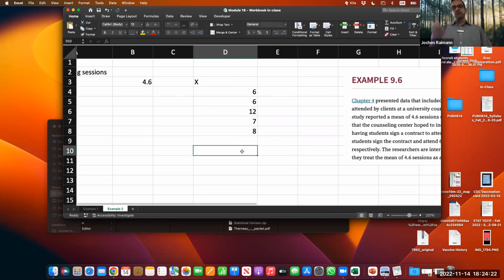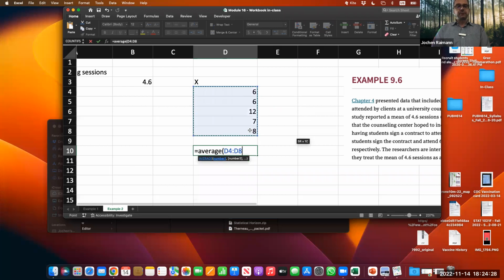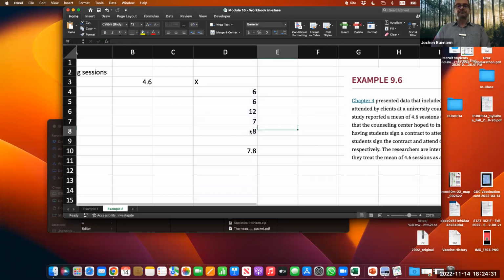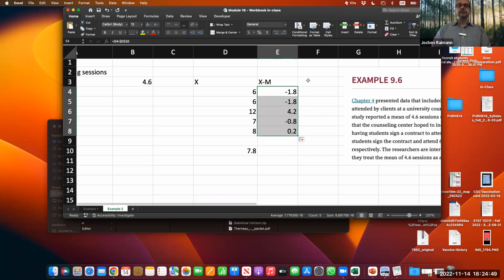Essentially, the first thing you always do is the mean. That's simple: the average of D4 to D8 gives you a mean. Then you calculate the x minus m, this deviation, so you basically have now your deviations. Now you do x minus m squared. That's also a simple calculation, and it gets you to the sum of squares.